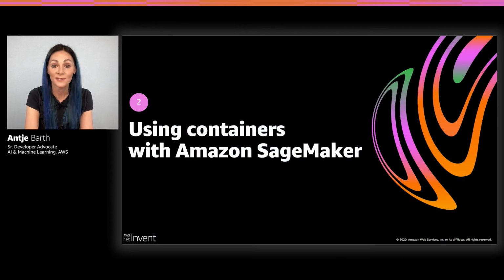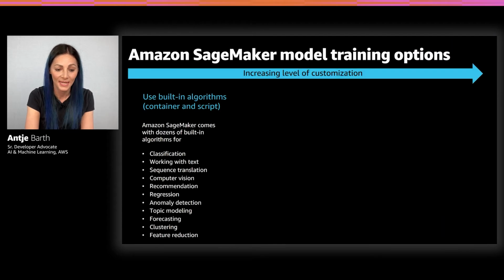All right, so let's have a look at the second option, how you can use containers with Amazon SageMaker. Amazon SageMaker is a fully managed service which helps you to build, train, and deploy your machine learning models quickly. And it comes with different levels of customizations. If you don't want to write any code at all, you could use the built-in algorithms, which come already with a container and all required code. They support a lot of the popular machine learning use cases, as you can see.